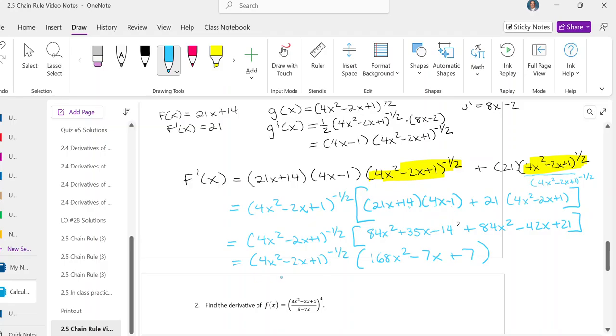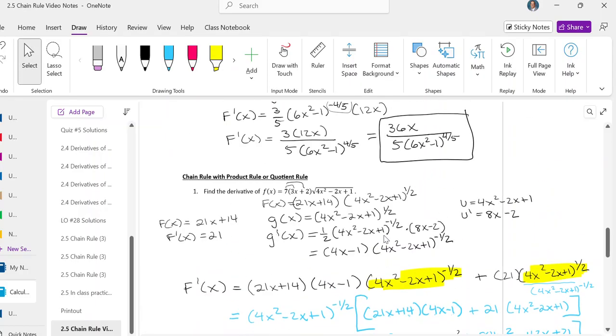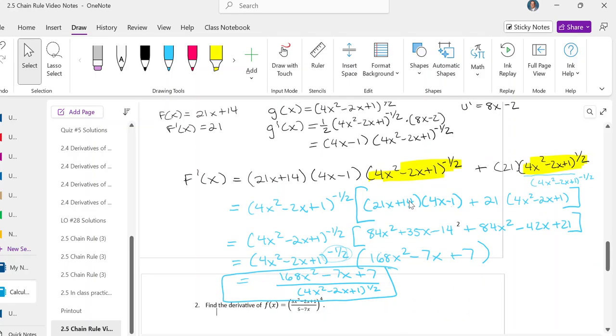So therefore, here you have a negative exponent, so that moves to the bottom of the fraction. So you have 168x squared minus 7x plus 7 all over 4x squared minus 2x plus 1 to the 1/2 power. That is your derivative. So that is an example of the chain rule within the product rule.